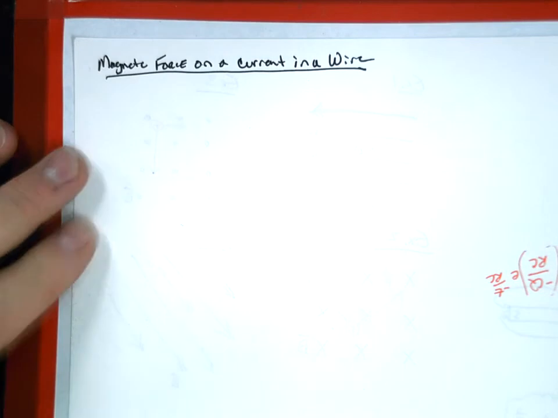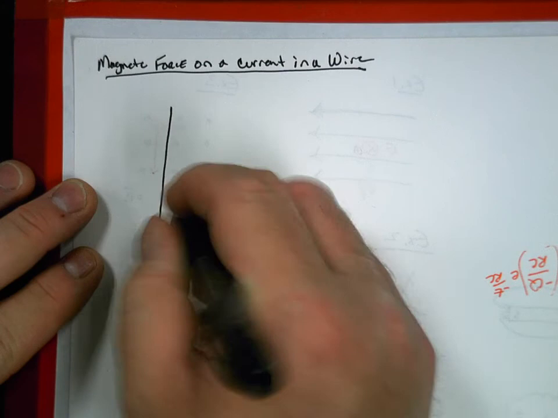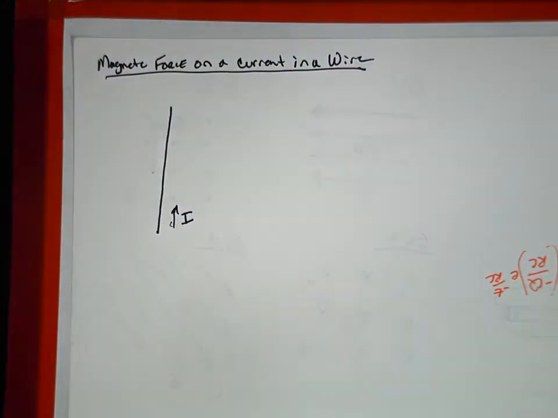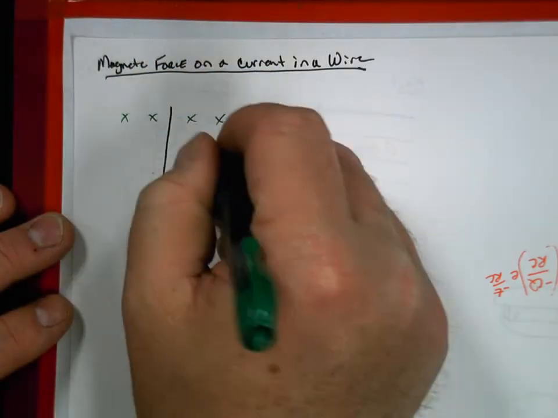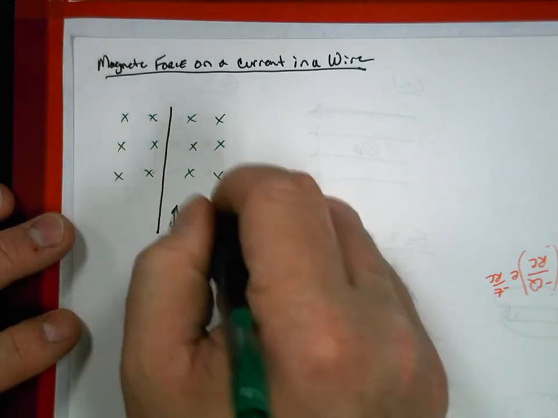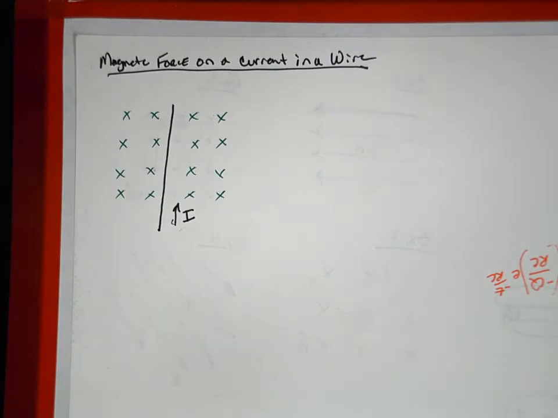Magnetic force on a current in a wire. So we're going to draw our wire. Our current is that way. It is going to run through a uniform magnetic field directed into the page, which is the language that they use on the test. You have a current running through a wire that is passing through a uniform magnetic field directed into the page.